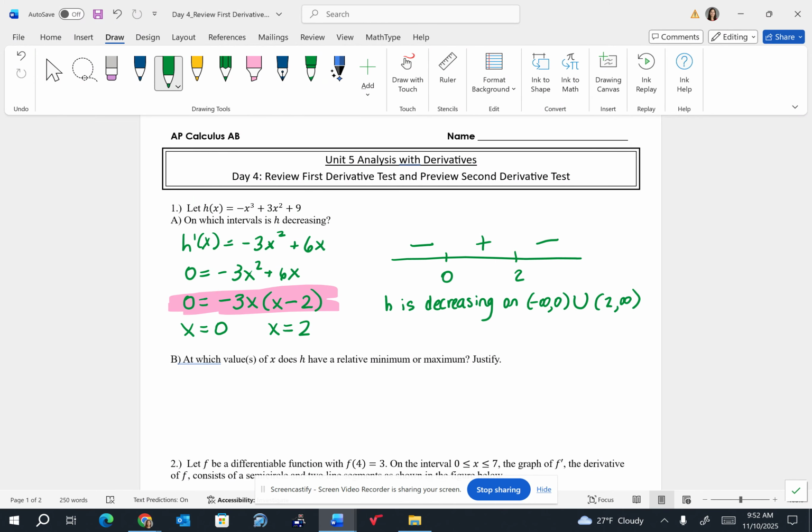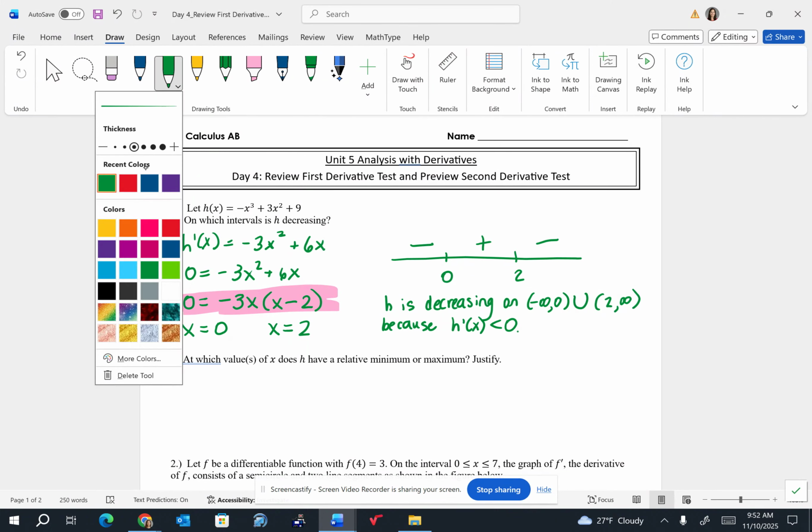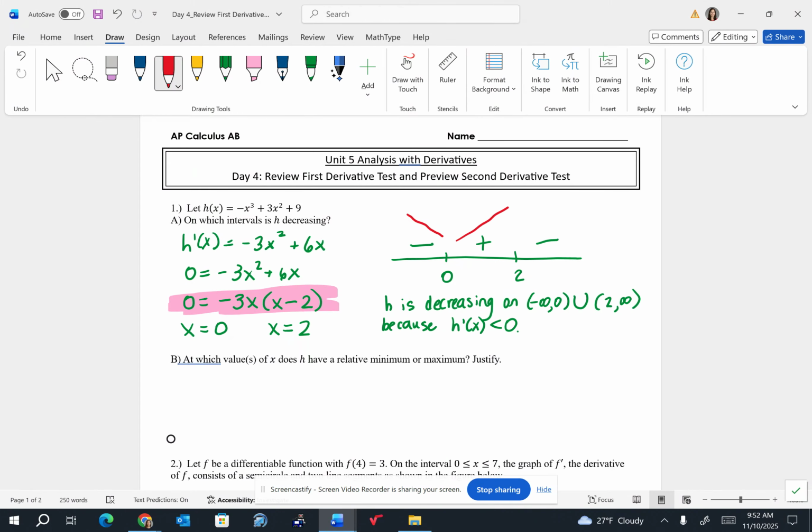But we do need this extra justification where we say because the derivative is negative there, because h prime of x is less than 0. So it turns out that College Board is looking for that justification for you to explain. Then it's looking for where does h have a relative maximum or minimum. So I'm going to go ahead and draw my little slopes in. Negative slope, positive slope, negative slope, because it helps me visualize whether there's a minimum or a maximum. So I'm looking at where x is 0, and I can see that the little slope graph that I just drew makes it look like a minimum.